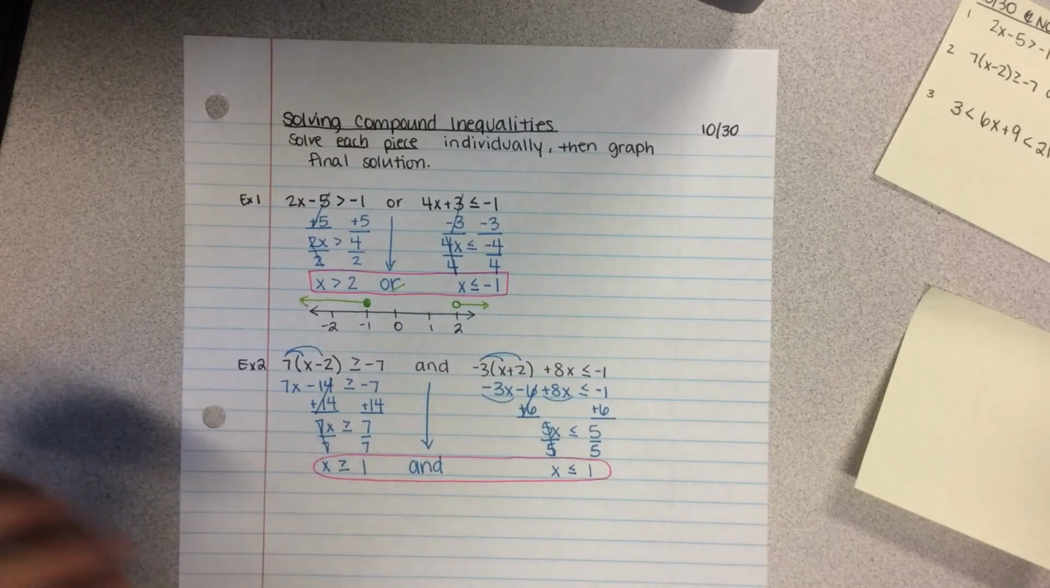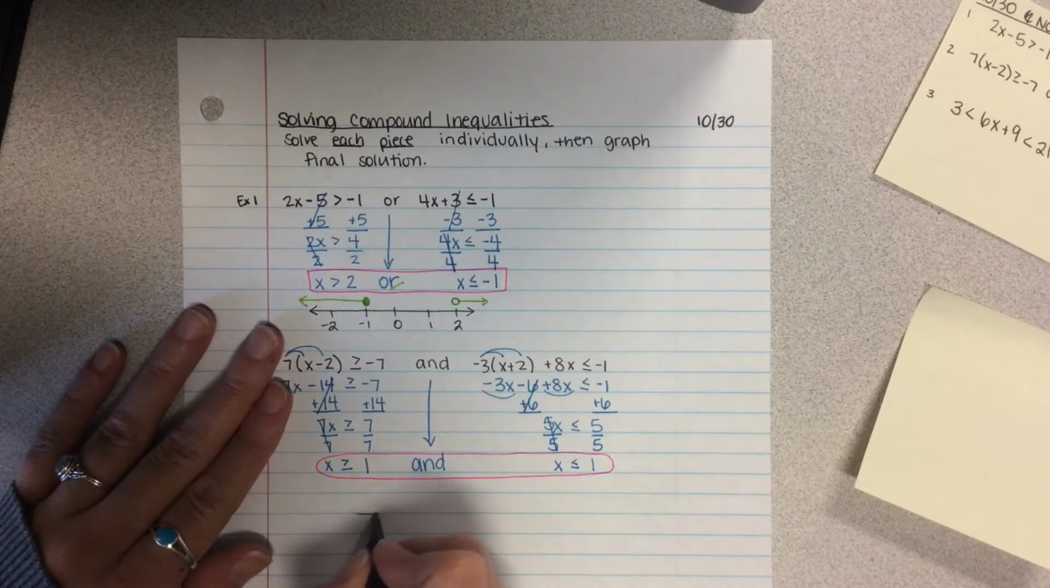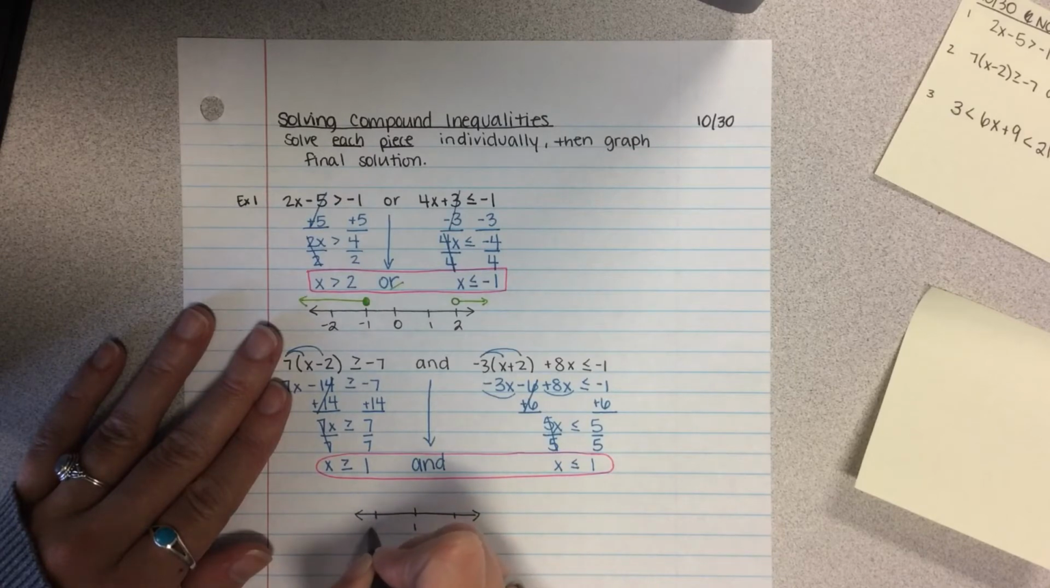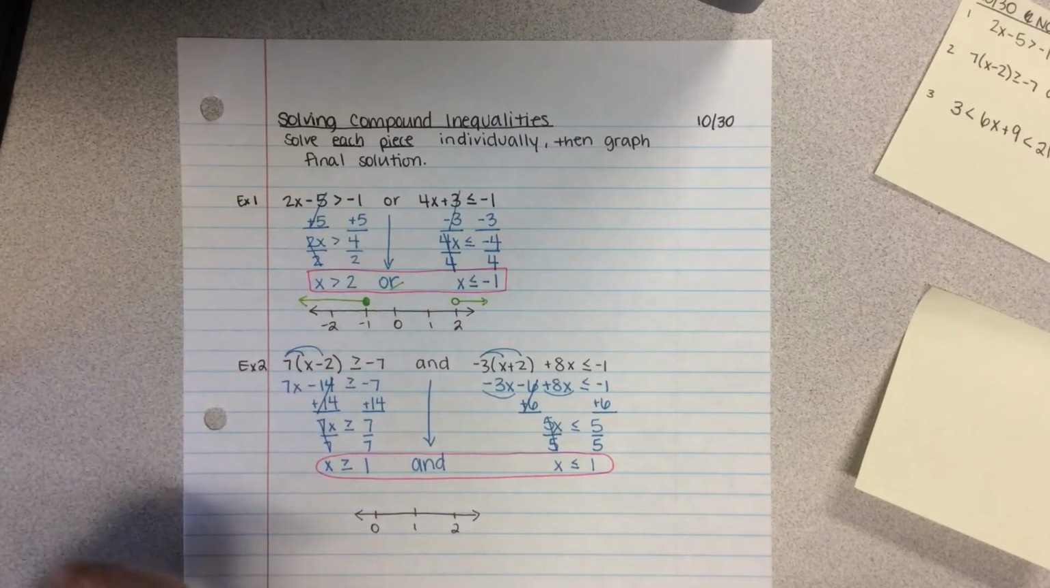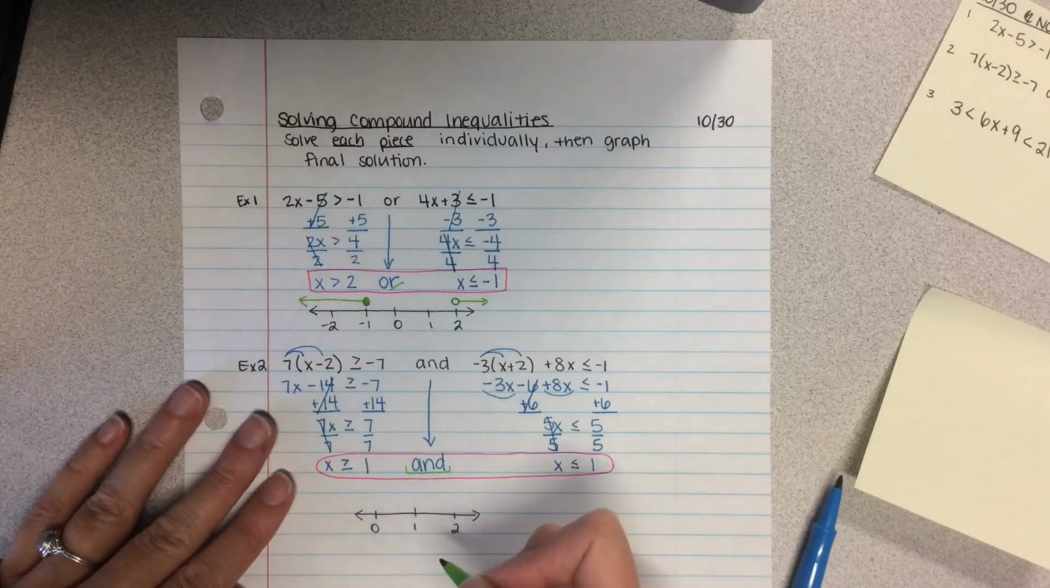So let's go ahead and graph this. I'm not going to make a very long number line, and you'll see why in just a minute. I'm going to put 1 in the middle and 2 and 0. Okay, so it's an and statement. I know I'm looking for where they overlap.